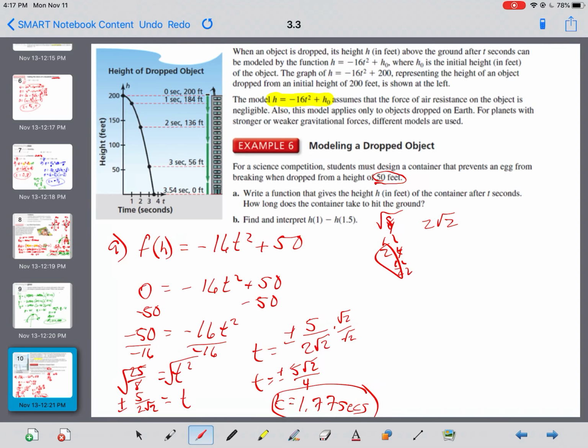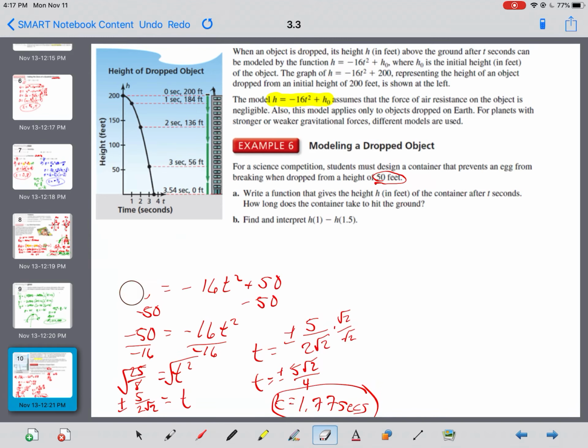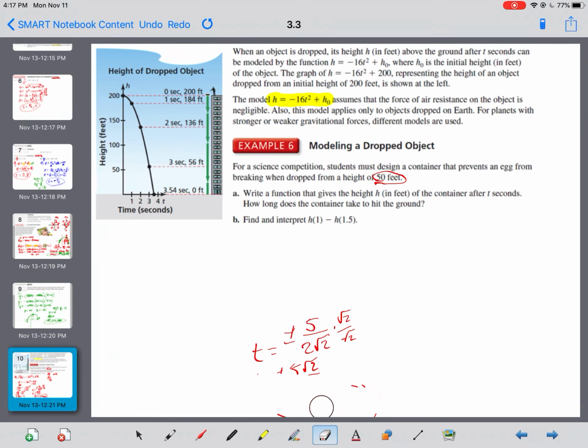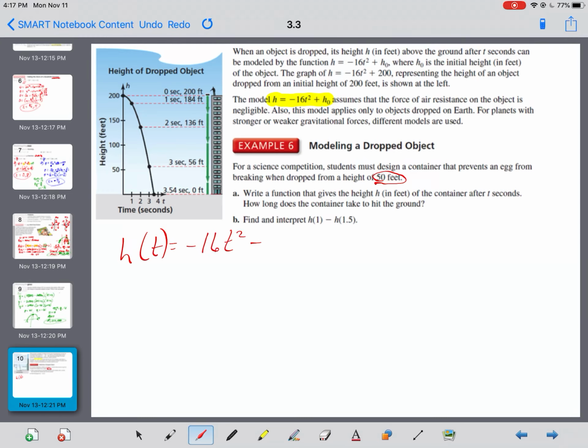Okay. Find and interpret h of 1 minus h of 1.5. H on the outside just means they want us to do a function. Actually, it shouldn't have been f of h, it should have been h of t, right? H of t equals negative 16t squared plus 50. Because height is what we get out of using time. This is our y, and this is technically x, right? This whole thing is basically like y equals x squared, if you want to think of it that way. That's way easier than function form, okay?